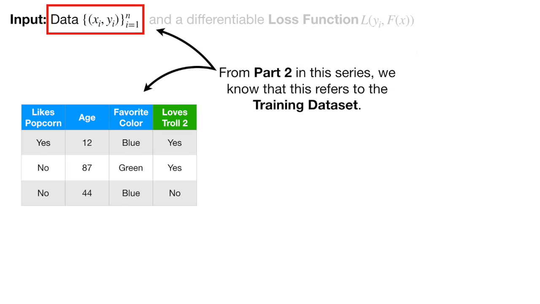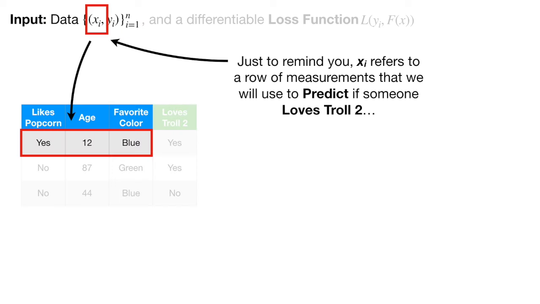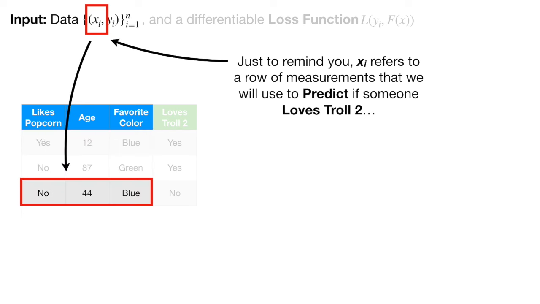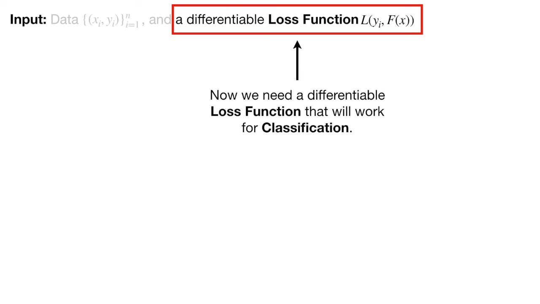From part 2 in this series, we know that this refers to the training dataset. Just to remind you, X sub I refers to a row of measurements that we will use to predict if someone loves Troll 2. And Y sub I refers to whether or not someone loves Troll 2. Now we need a differentiable loss function that will work for classification.